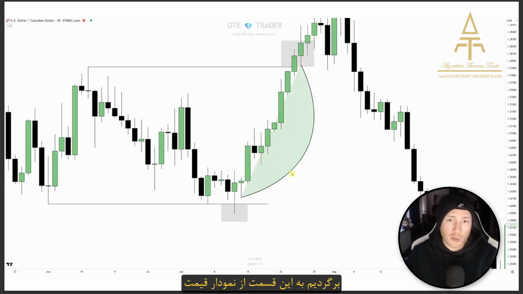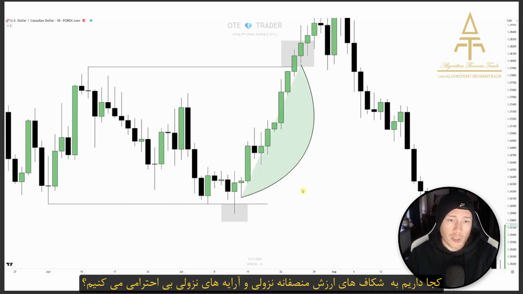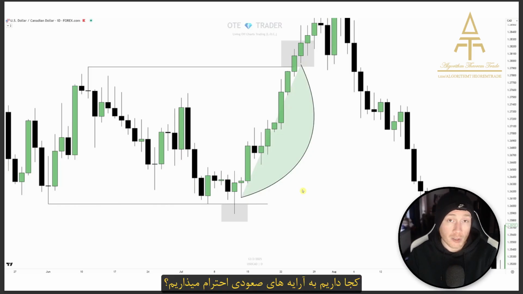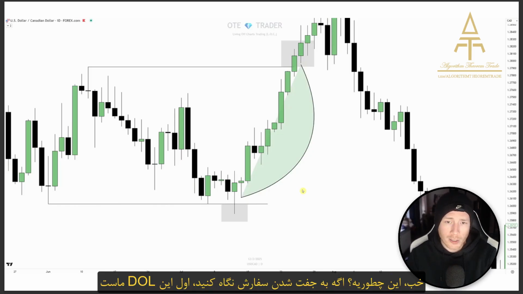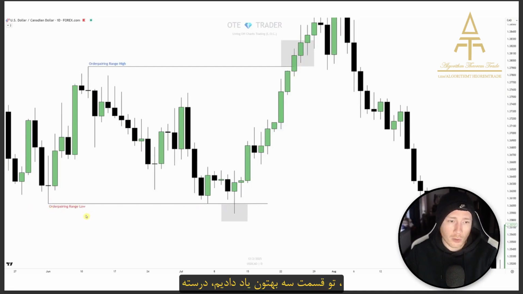So going back to this piece of price action, this is the bullish market profile. And why is it bullish? First of all, you've got to think about the PD array matrix. Where are we disrespecting bearish fair value gaps, bearish arrays? Where are we respecting the bullish arrays? So what does that look like? If you look at the order pairing, first of all, this is our draw on liquidity. We taught that in episode 3, right? Order pairing, very important. Lows get accumulated and we want to pair them up with the highs.